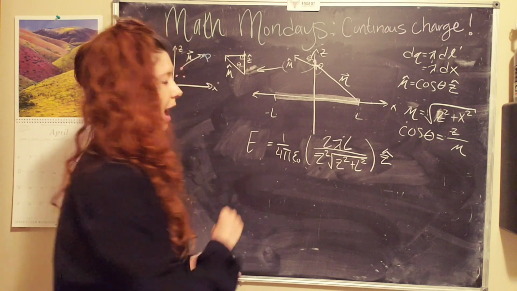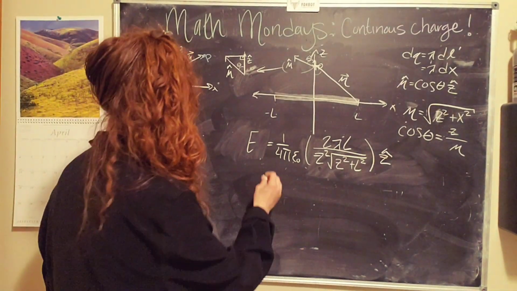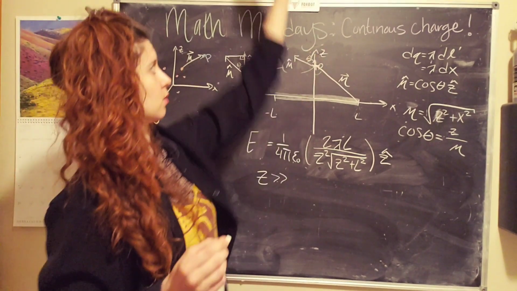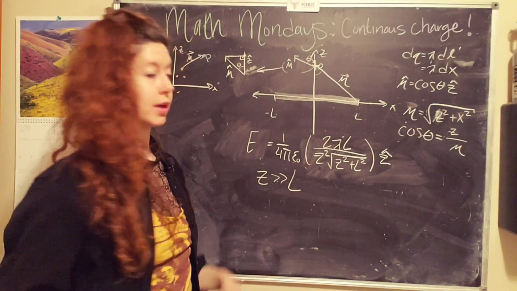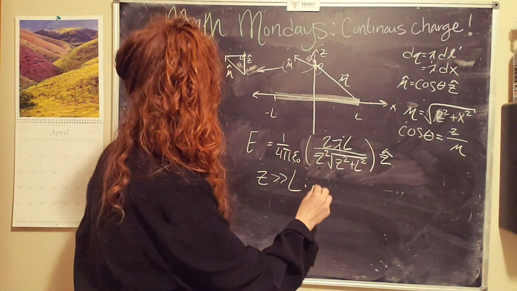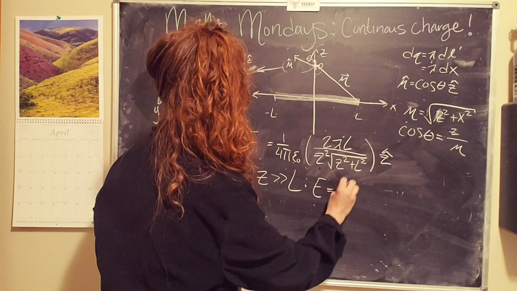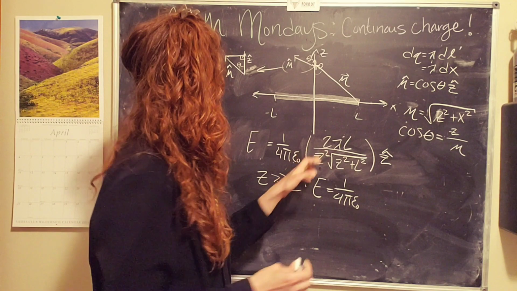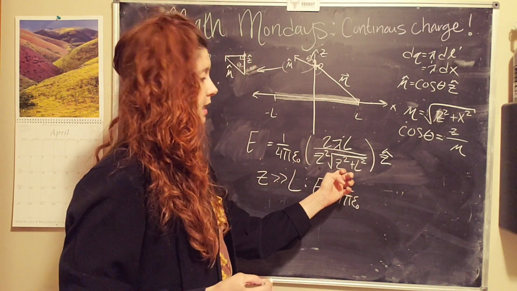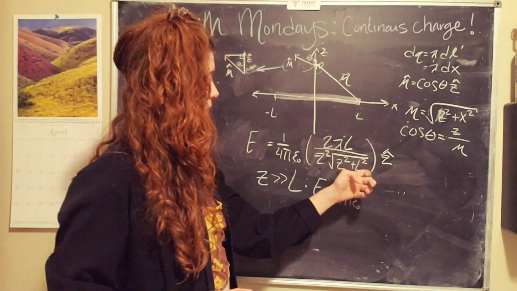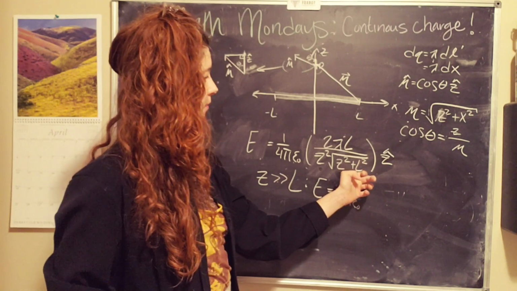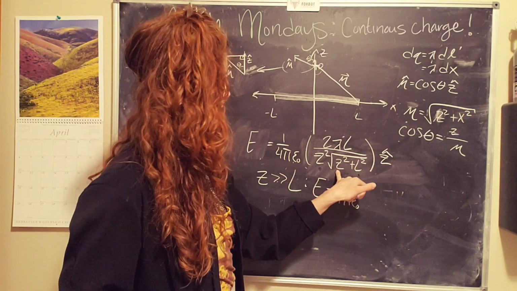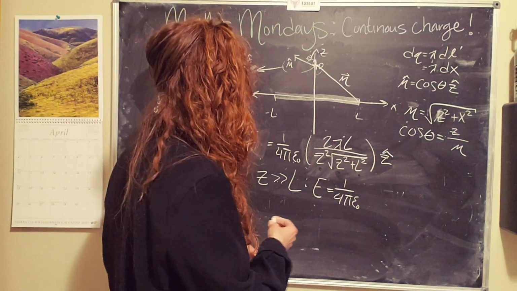So let's ask what happens if we are very, very far away from the wire. Or in other words, what if our distance Z is way up there and it's much, much bigger than the length of the wire? So in this case, the electric field is going to equal this fun constant out front. And Z is going to completely overwhelm L in this square root. So L is going to go to 0 and we're going to get the square root of Z squared, or just Z.